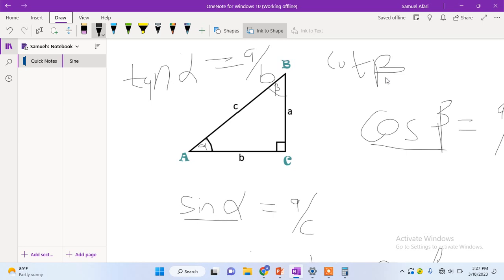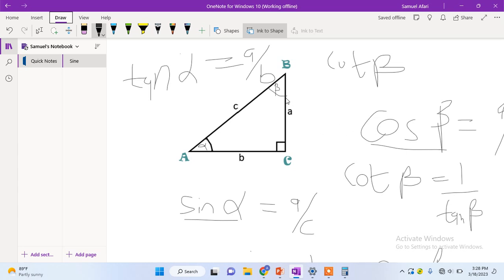To get cot beta, you know that cot is the same as 1 over tan. You get it? So it means that cot beta is the same as 1 over tan beta. This is very important. You should take note of this: cot beta is the same as 1 over tan beta. So let's just work with the tan beta first. When we finish, we come and find the 1 over.